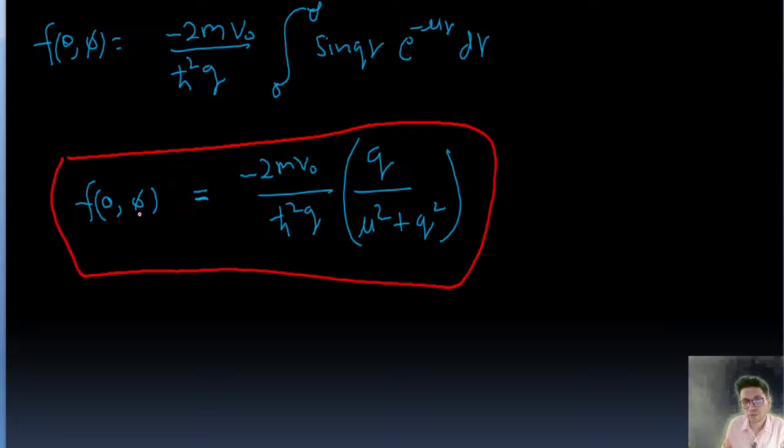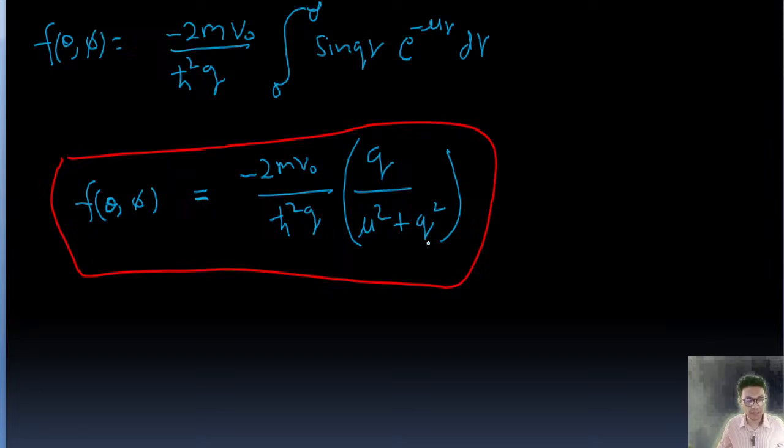So d theta, f theta, d theta and phi function is 2m v naught upon h cut square, q upon mu square plus q square. Okay, this is the one.